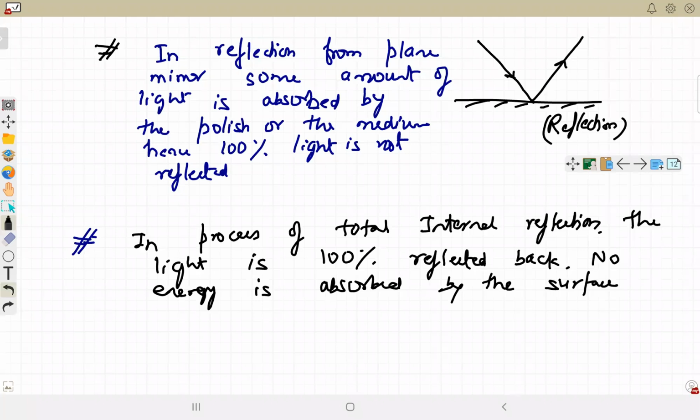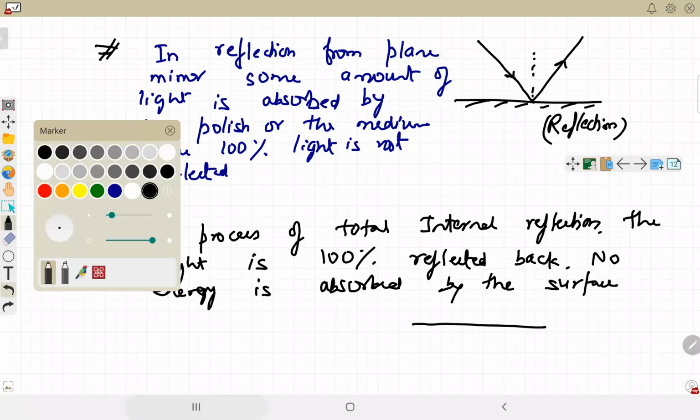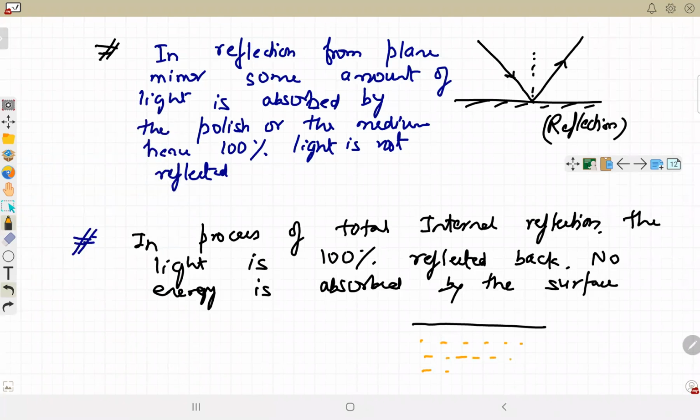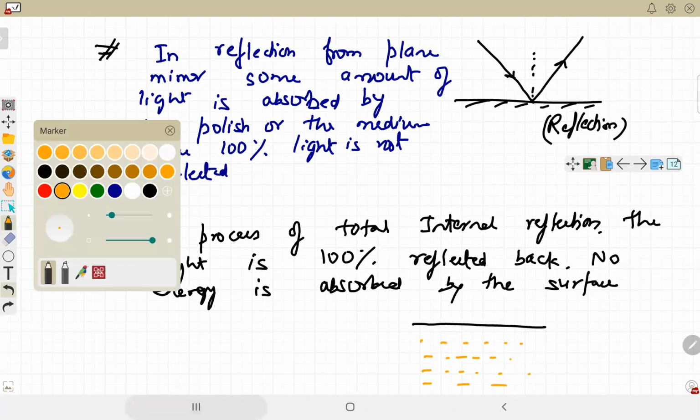Until here, any doubt, please you can ask. In the first case, reflection was happening from a boundary. The second scenario is reflection from a boundary separating denser to rarer medium.